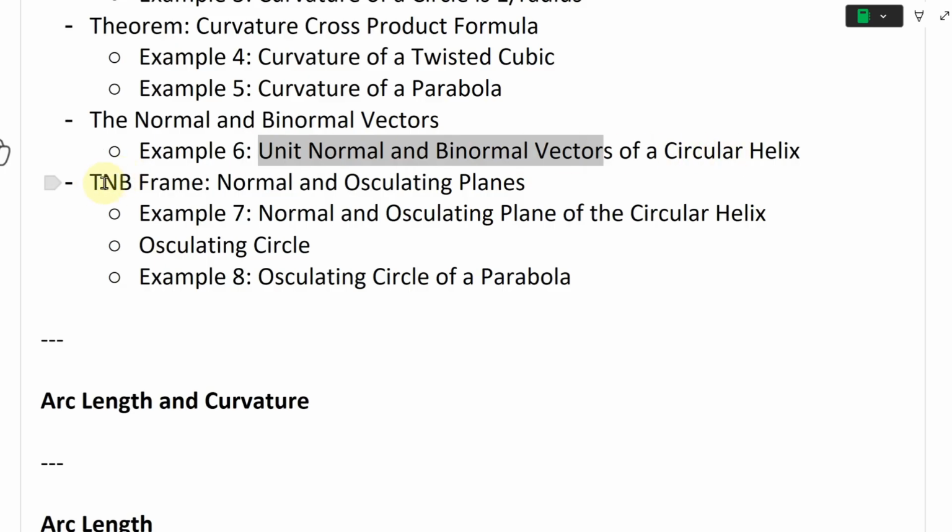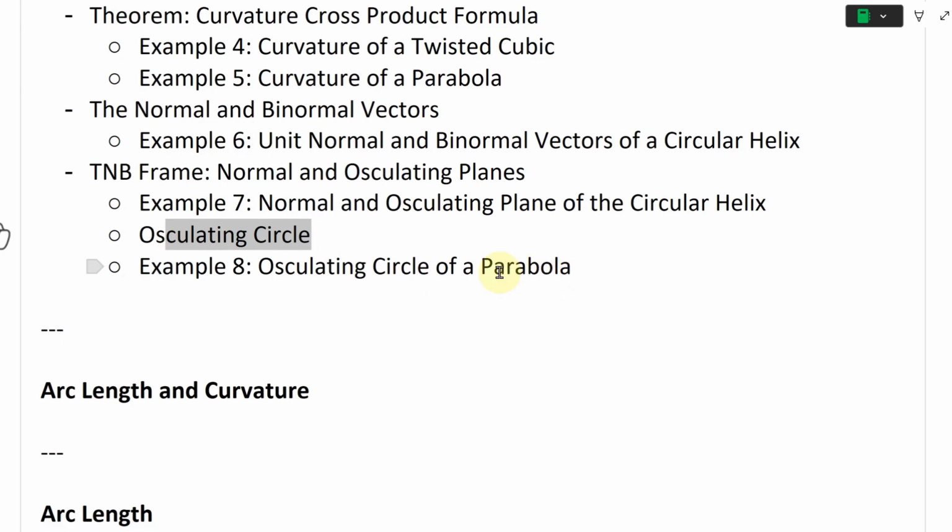And then the T, N, and B frame, that's basically the tangent, normal, and binormal frame. And then we'll look at the normal and osculating planes. Then example 7, the normal and osculating plane of the circular helix, which is actually the example 6 helix. And then we'll look at the osculating circle, and then example 8, the osculating circle of a parabola.